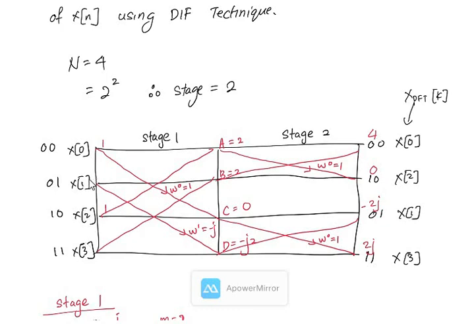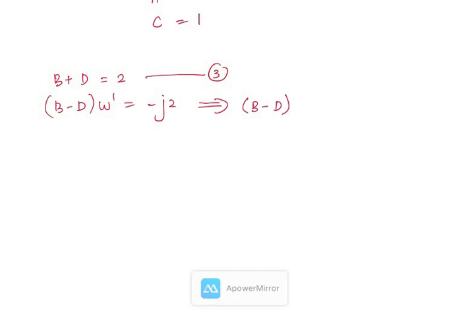So this one, B plus D equals 2, and B minus D multiplied with minus j equals minus 2j. So B plus D equals 2, this is equation 3, and B minus D multiplied with W1 is equal to minus 2j. When I rewrite, I have B minus D multiplied with minus j equals minus 2j. So this is minus Bj plus Dj. Okay, this is equation 4.